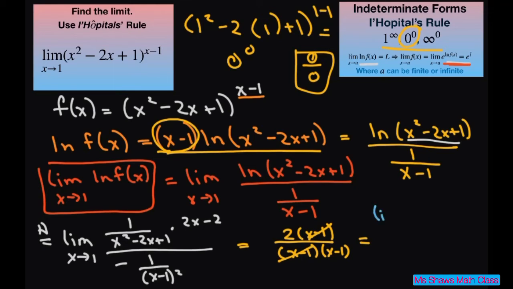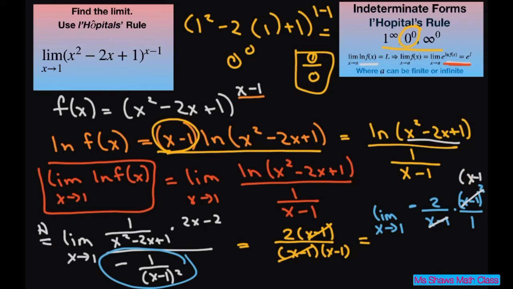So let's write the limit here. The limit as x approaches 1, and we're left with 2 divided by x minus 1. And then it's going to be negative, and I'm going to flip this around. So this is going to be times x minus 1 squared divided by 1. Now what happens is these are going to cancel out and just give you x minus 1.